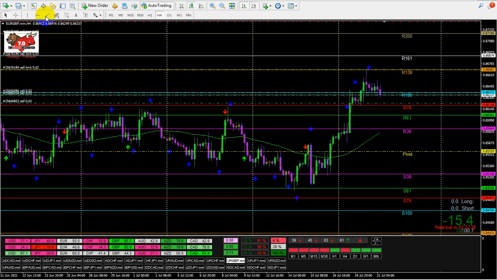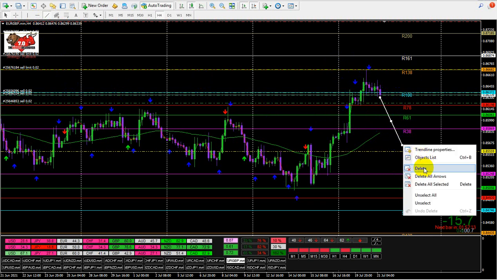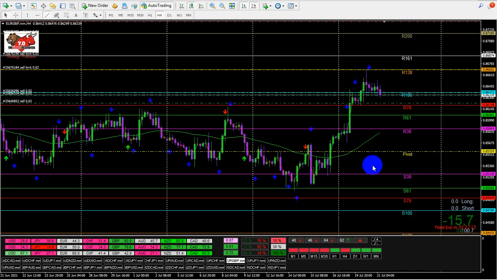This may easily come to the pivot level, but I don't know that. Only the market can determine that for me. So I'll be waiting on this trade and see.